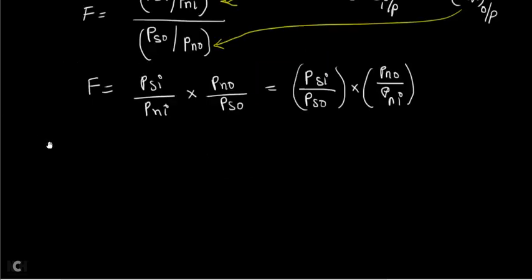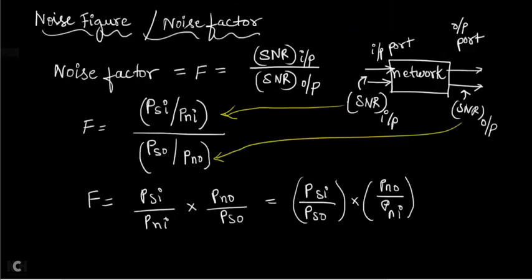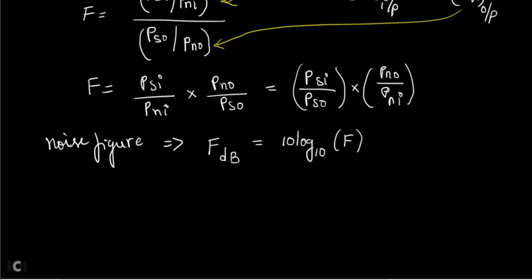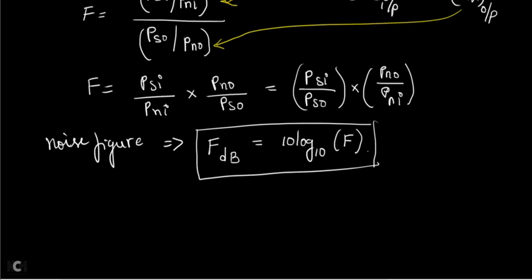Now how do we calculate the noise figure? Whatever noise factor you have, you should represent it in terms of decibels. That is called noise figure. That means you take 10 log to the base 10 of the noise factor. This gives you the expression for noise figure. So noise figure is nothing but noise factor, but represented in decibels.